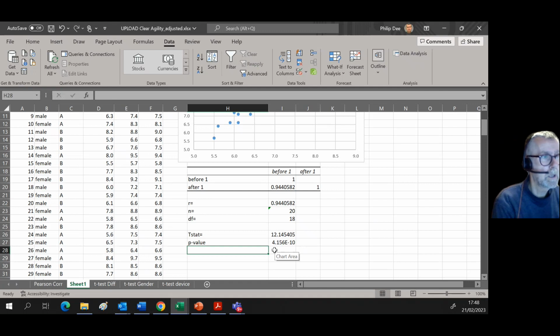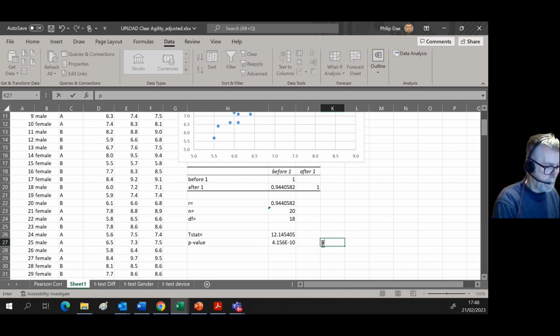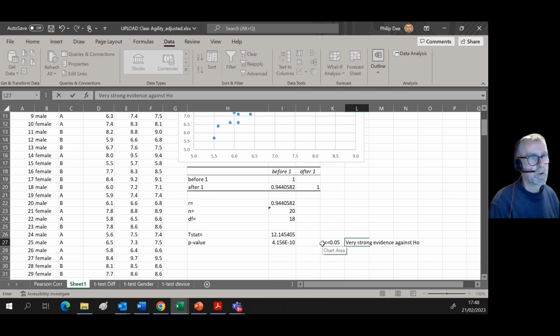known as scientific notation or exponent notation. And that reads as 4.156 times 10 to the minus 10. In other words, 0.000000000415. We can say that p is very much less than 0.05. I've just written that in to remind myself. I can say that we have very strong evidence against the null hypothesis. I've just made a note for myself.